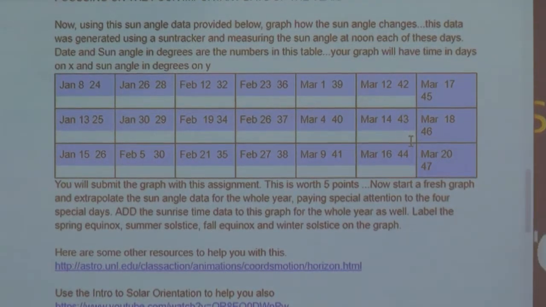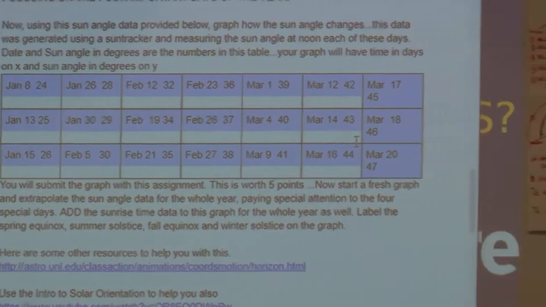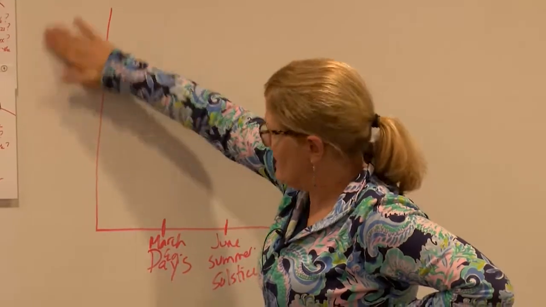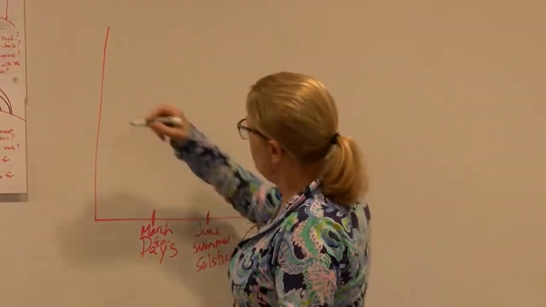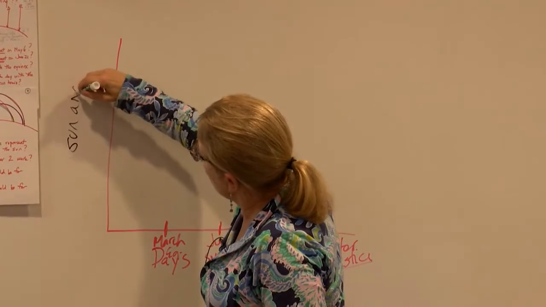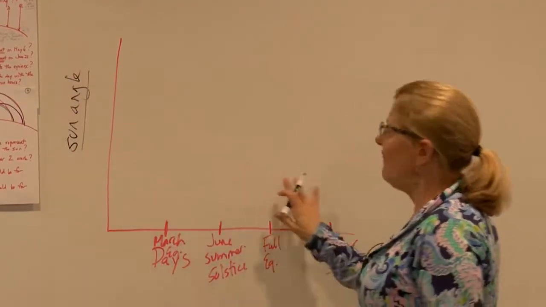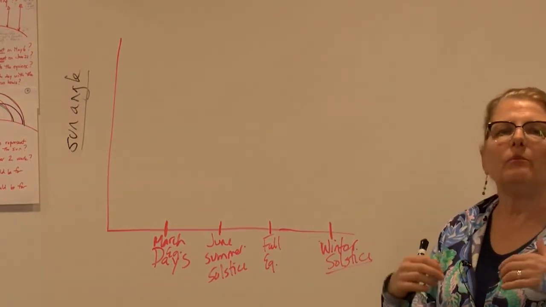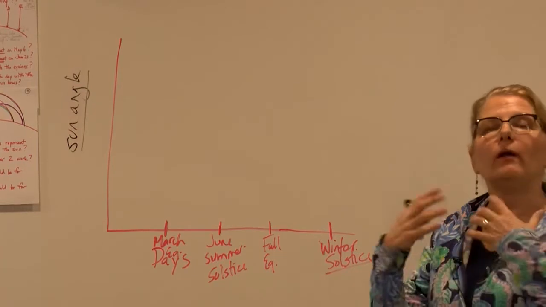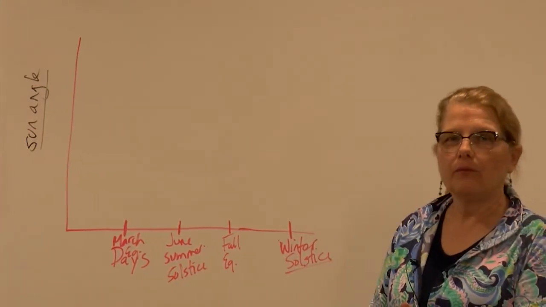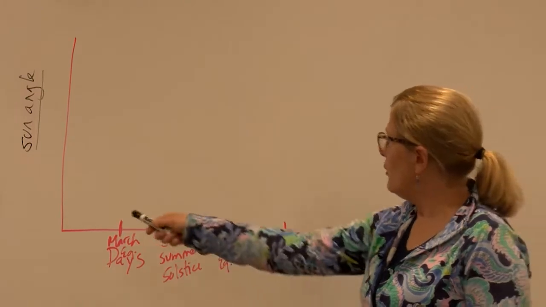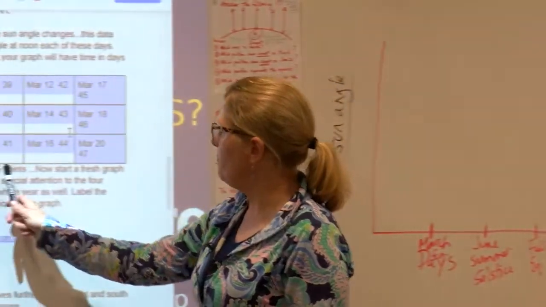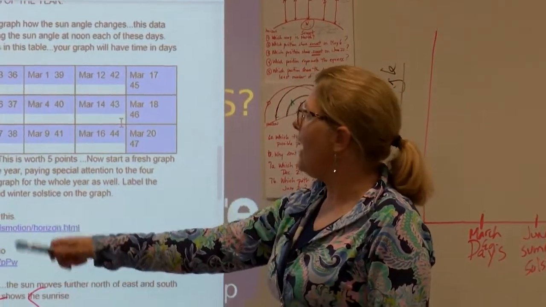Now, just like we did with the time of sunrise, you're going to now extrapolate or extend the sun angle graph. Okay. You're going to extend that graph through the year. What trends, when would be the highest sun angle? And when would be the lowest sun angle? Okay, you're going to look at that. You're going to make a trend graph. Okay, this is worth 4 or 5 points. The fresh graph for the whole year.